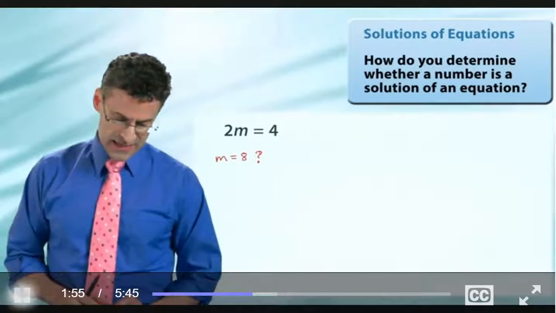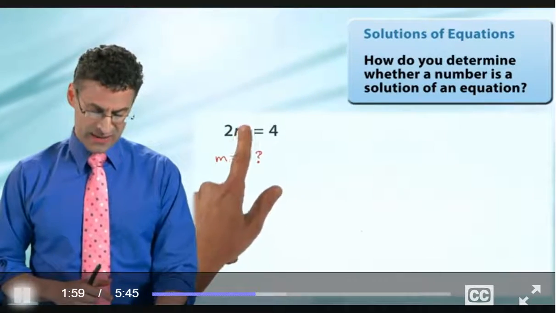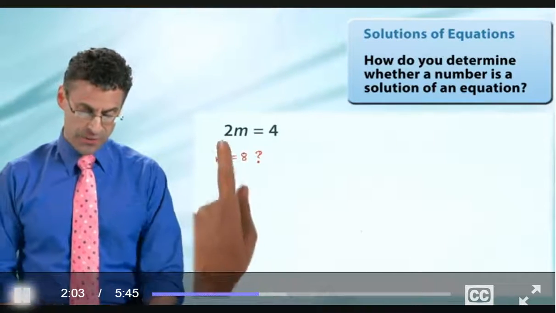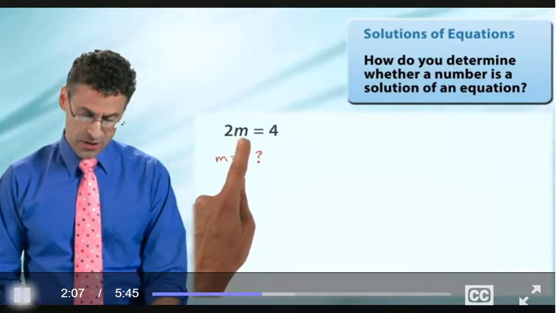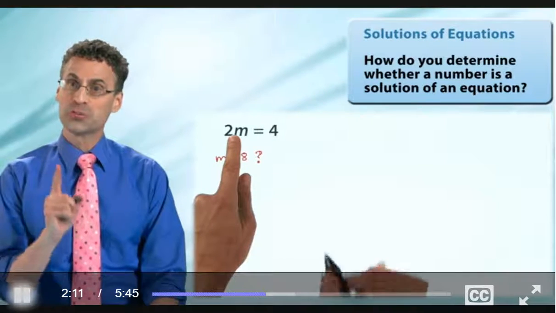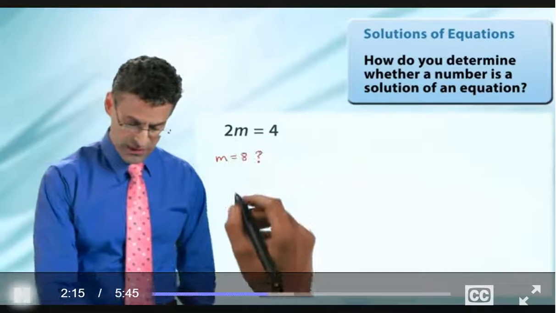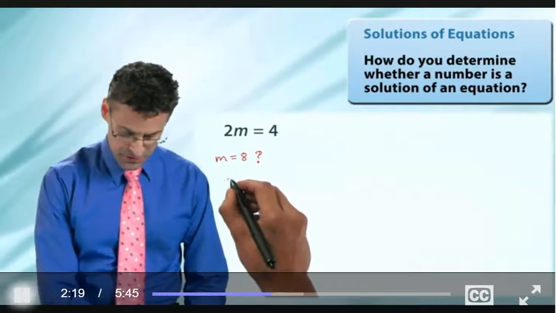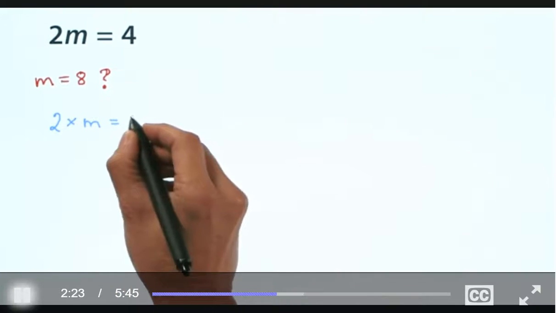Well, if we plug in the 8, what does that mean? You could imagine someone writing an 8 in there and saying, oh, that must be 28. But that's not good. Remember that if you have a number and an unknown and there's no symbol in between, there's an invisible multiplication going on. You just don't write the digits next to each other. So really this means 2 times m equals 4.